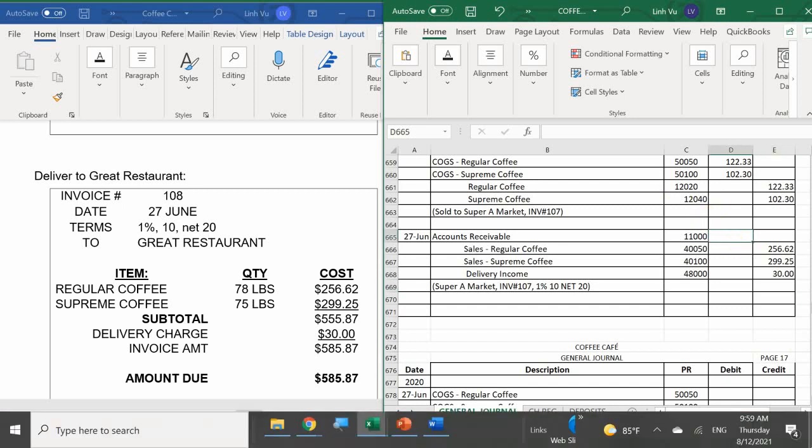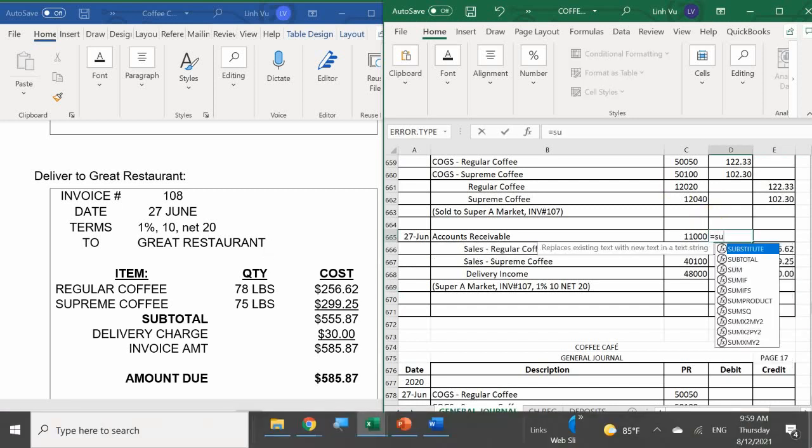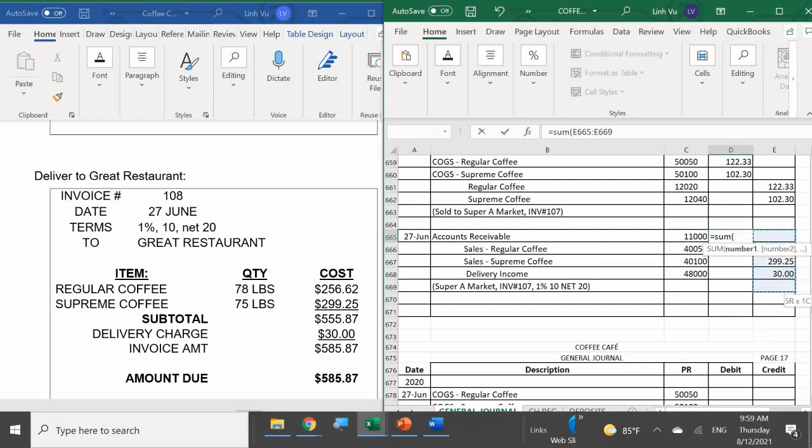Once again, to save some extra time, I'm just going to do my equal sum in my accounts receivable to determine that my debits is in fact 585.87, which is correct.